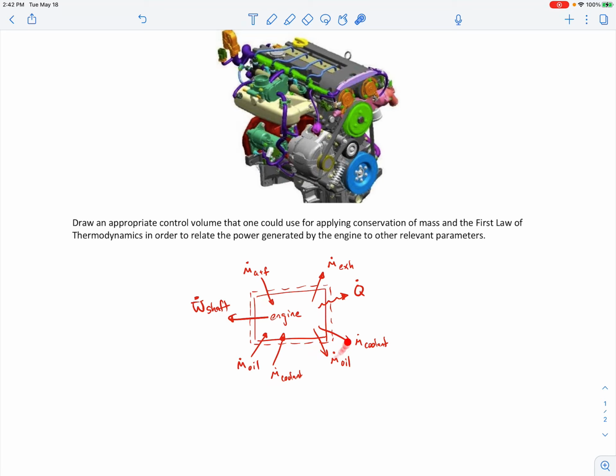You really need a diagram like this to illustrate what all you have to factor into the equations that you use for your analysis. Okay, we'll end the example there.